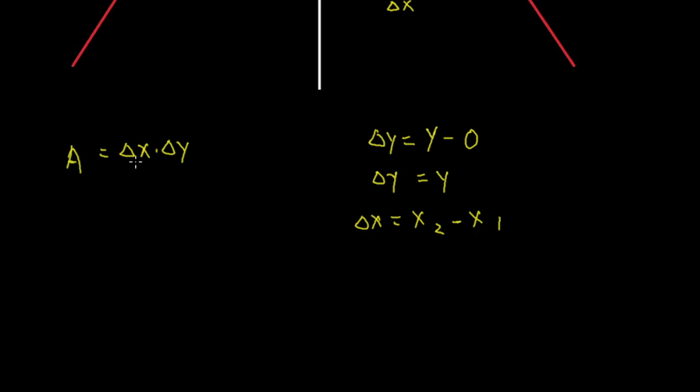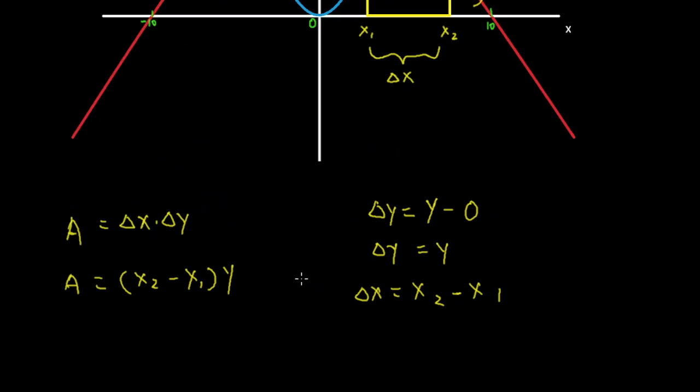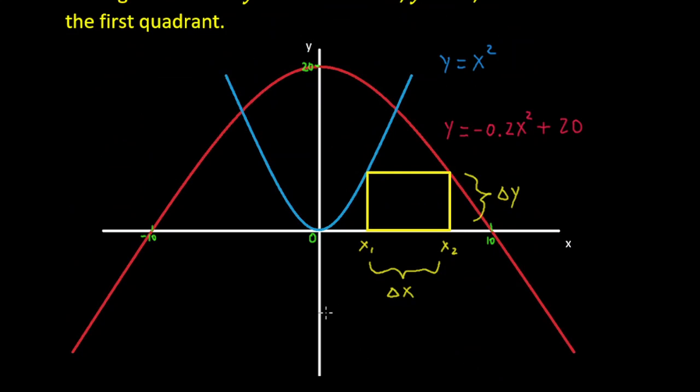So you can rewrite this area formula. Basically, delta x is x2 minus x1 times delta y, which is just y. Okay, so that's the area of the rectangle. And of course, we cannot just work with the equation like this. It has an x value and a y value, and we don't even know what they are. So what do we do next?